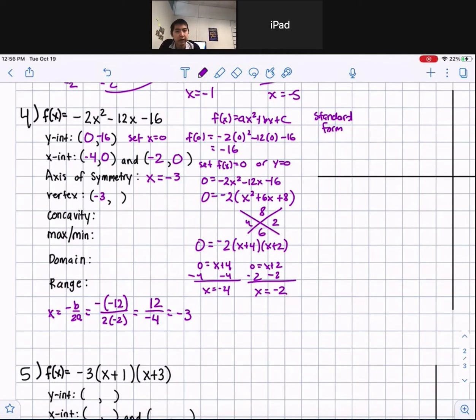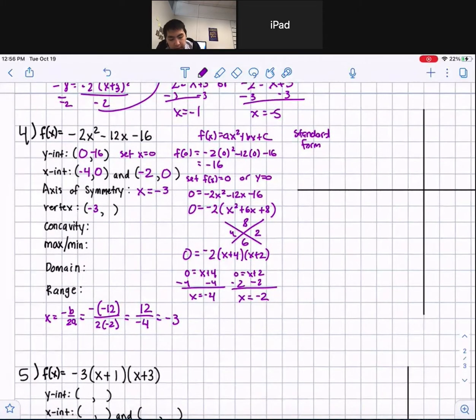Now you just plug in negative 3 into the original to solve for your y value. f of negative 3 equals negative 2 times negative 3 squared minus 12 times negative 3 minus 16. Negative 2 times negative 3 squared is negative 18. Negative 12 times negative 3 is positive 36, minus 16. Negative 18 plus 36 minus 16 is positive 2. So negative 3, 2 is your vertex.